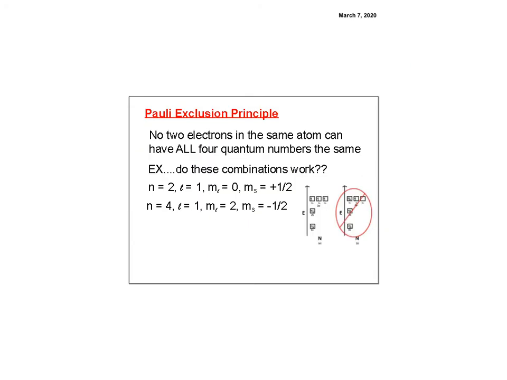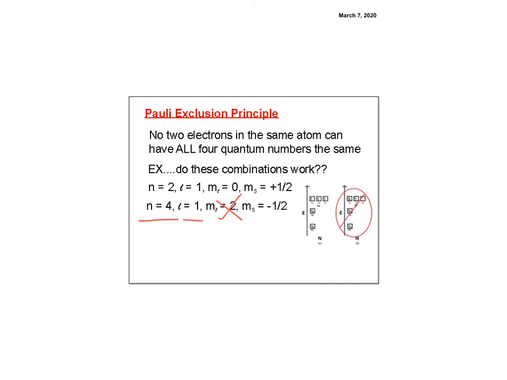Then we have the Pauli exclusion principle, which says that no 2 electrons in the same atom can have all the same 4 quantum numbers. So there'll be a couple questions like that you need to understand. So if n is 4, L is 1, that's okay, but m cannot be 2 because then it's bigger than L, so that's just not possible, right?